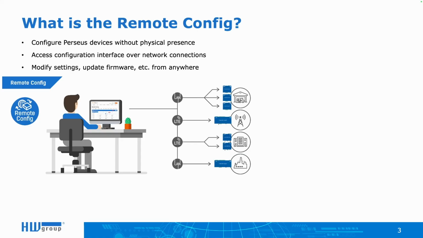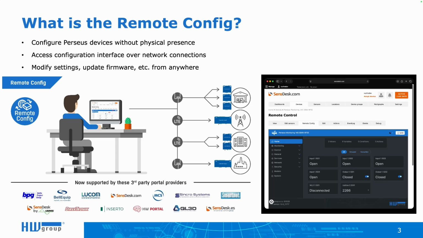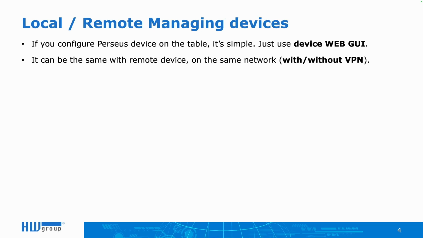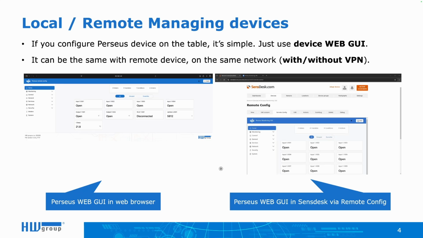Remote config is a Perseus feature that enables configuration via the Perseus web interface, even if the device is not on the LAN. It is simply done from a portal based on SensDesk technology that supports this feature. A device connected to the same network can be accessed easily via its web GUI using a web browser. To access a device that is not on the same LAN without using a VPN, you can access the Perseus web GUI through the remote config feature in a supported portal.